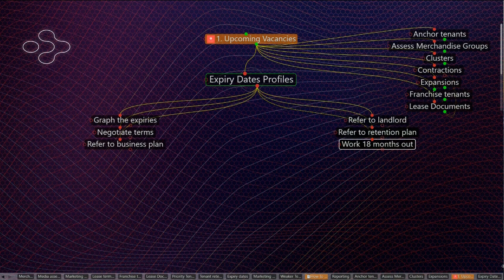Work 18 months out when it comes to expiry dates, so you don't get stuck with expiries that are soon to happen where you may not have a strategy.